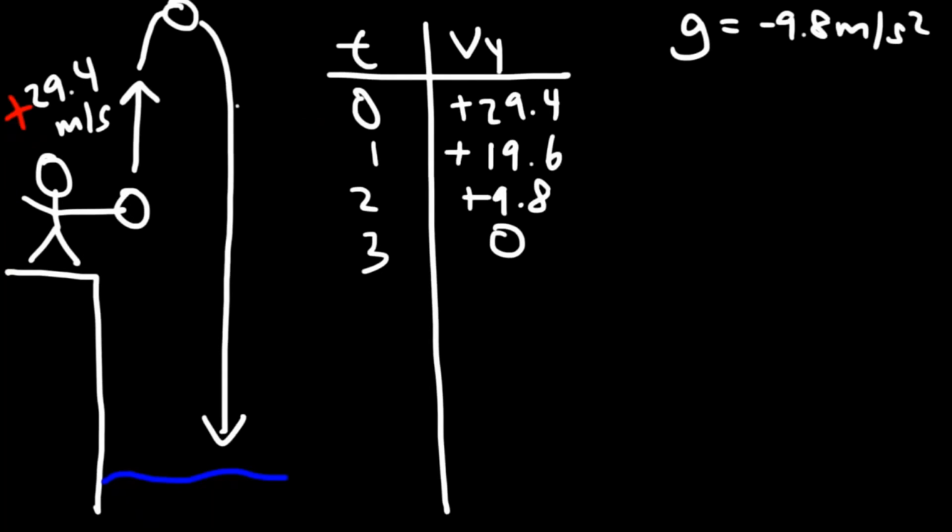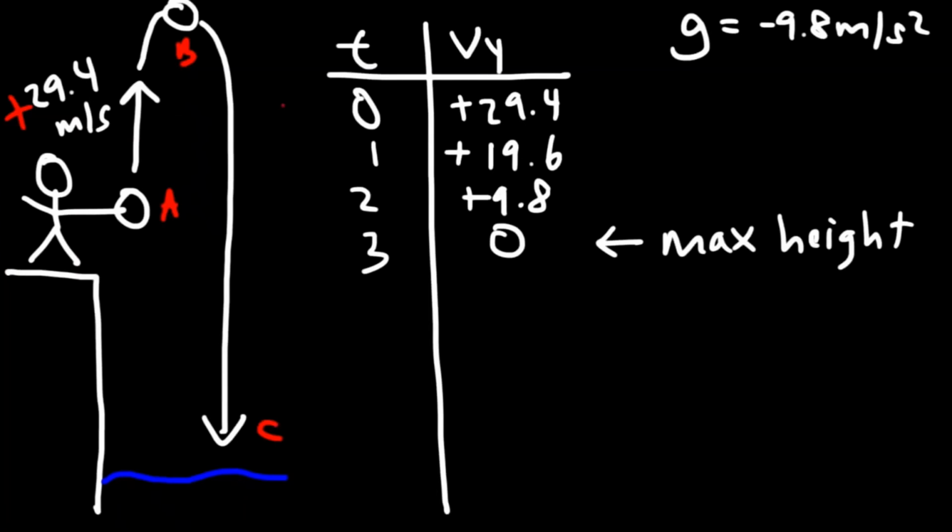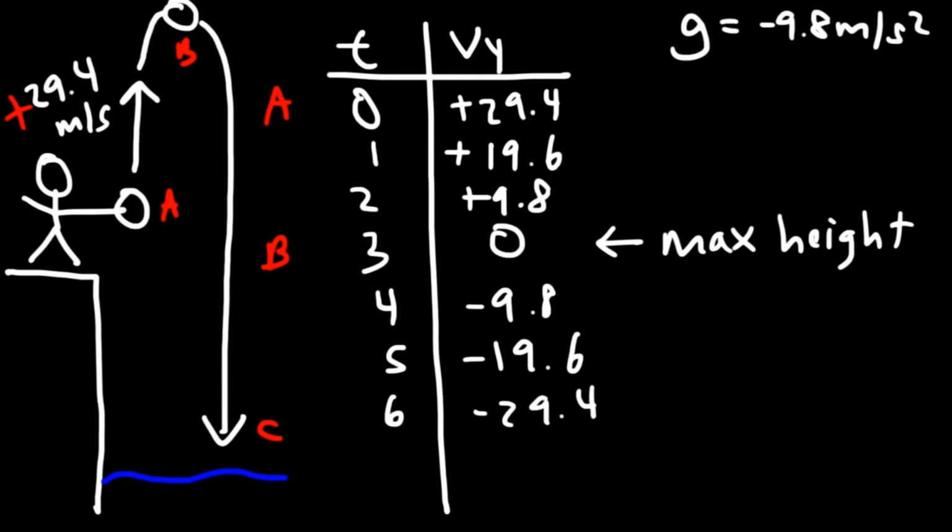When the vertical velocity is 0, that means the ball is not going up anymore, and it's not going down yet. It has reached its maximum height. So it takes 3 seconds to get to the maximum height. Let's call these position A, position B, position C. When t is 0, it's at position A. When t is 3, it's at position B. 4 seconds later, it's going to be negative 9.8. 5 seconds later, negative 19.6. 6 seconds later, negative 29.4, and so on.